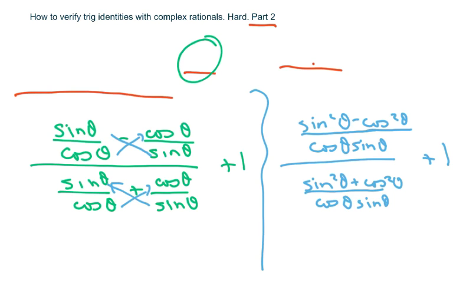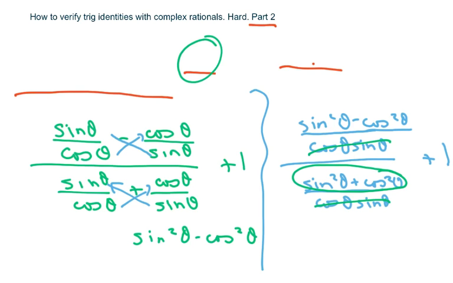So let's look at this. These two cancel, and this equals 1. So basically what we get is sine squared of theta minus cosine squared of theta over 1, so that leaves it, and then we still have our +1. So we need 2 sine squared of theta. So what I'm going to do is put this in parentheses, and when I do that I can write this as sine squared of theta minus cosine squared of theta minus 1.